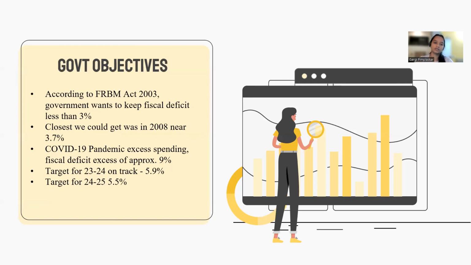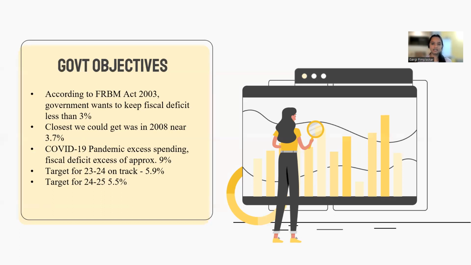So government objectives were, according to the FRBM Act of 2003, government wants to keep the fiscal deficit to less than 3%. So closest we could get through all in these years was in 2008, which was near 3.7%. Then post few years, COVID-19 pandemic hit and the government had to spend excessively for the economy to get better. So the fiscal deficit reached approximately 9%.